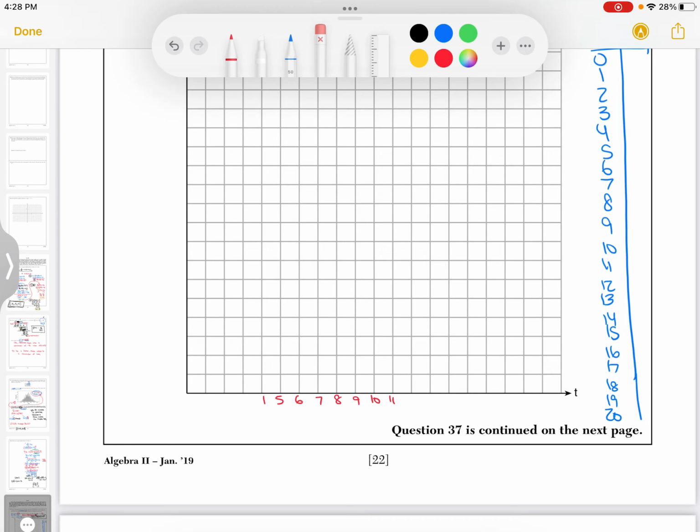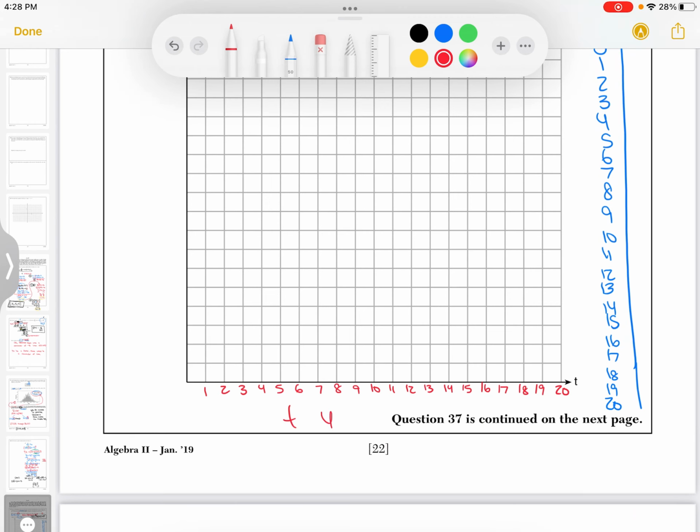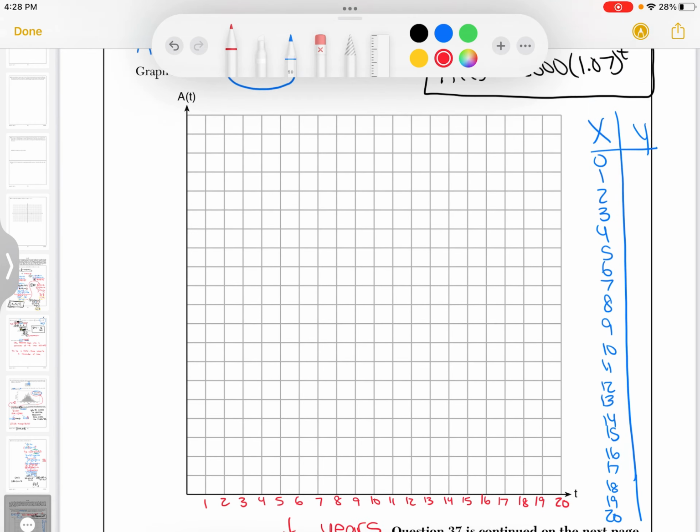Now, you guys can do like every 5 boxes labeled, but it'll help you to graph it if you have them all labeled. So really, it's a matter of preference. I like to have all of the numbers labeled just so if I'm looking for 17, I don't have to think about it. It's just there. Okay, now to label, this is t, and it's years. Okay, to label my y-axis, which is a of t, it is going to be the money in the account.